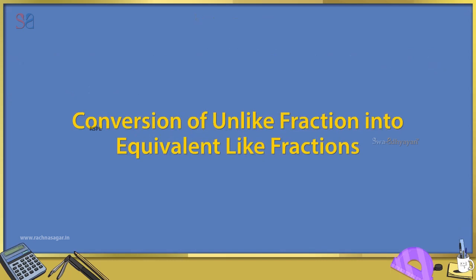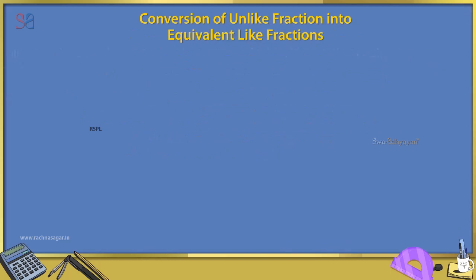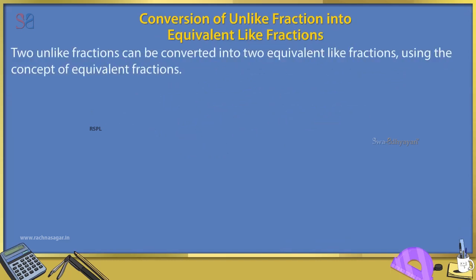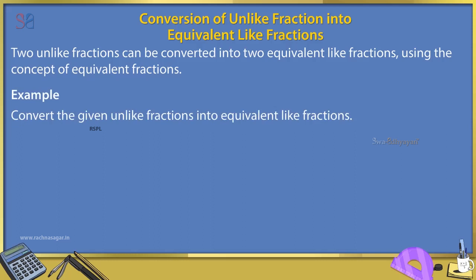Conversion of unlike fractions into equivalent like fractions. Two unlike fractions can be converted into two equivalent like fractions using the concept of equivalent fractions. Example, convert the given unlike fractions into equivalent like fractions: 4/5, 7/9.